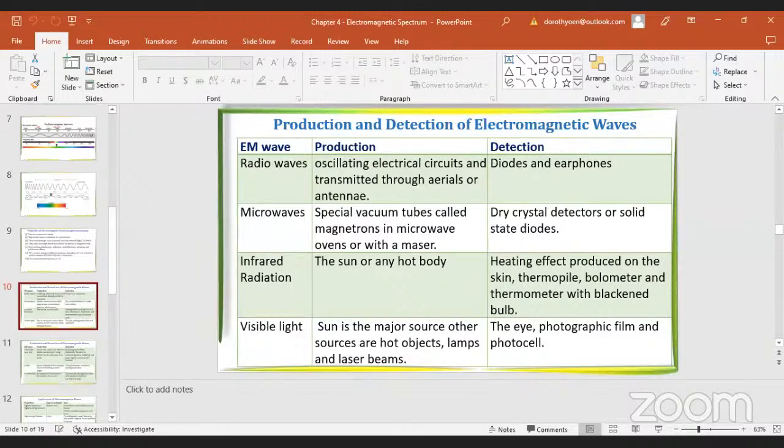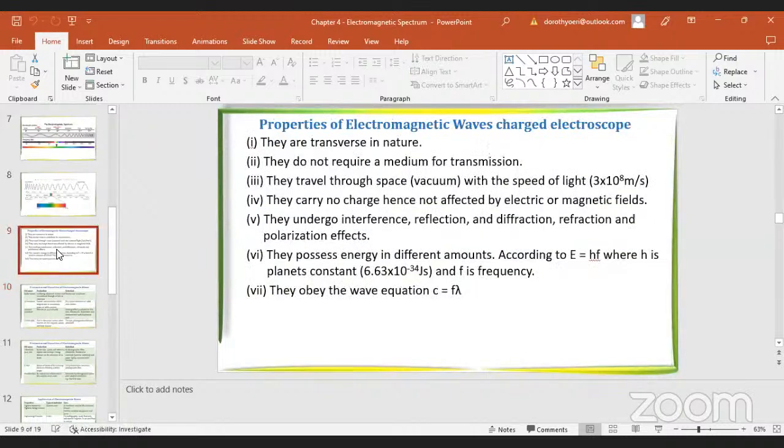The first question indicates: name two properties common to all electromagnetic waves. Underline the word common. Common to all. I want to believe you can get the answer from that. Name two properties common to all electromagnetic waves. Any of those would do.